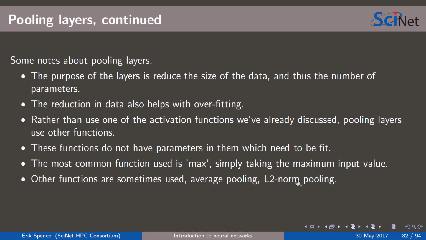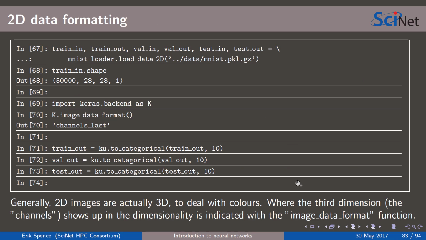Pooling layers use other functions. As I said, usually max is your most typical function, which takes the maximum value. There are others out there. Average pooling is sometimes seen, L2 norm pooling. I can't speak to one advantage over another. The purpose is just to reduce the amount of data so that there are fewer parameters to fit, because we're going to add another layer right after that. And so the amount of input is reduced before it goes to the next layer. Okay? Good?